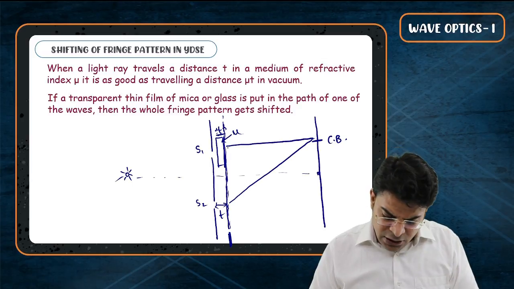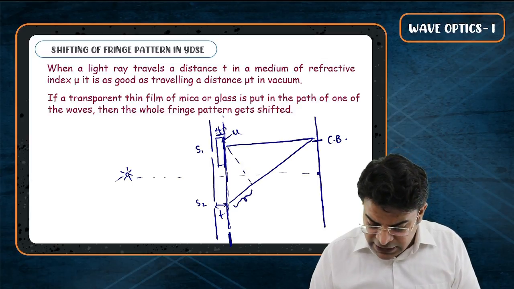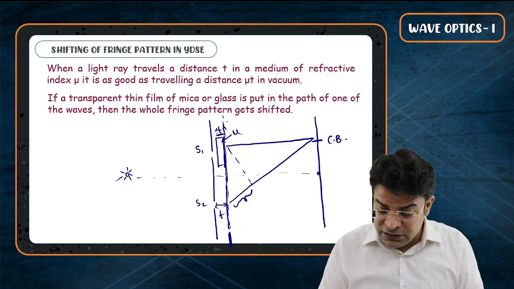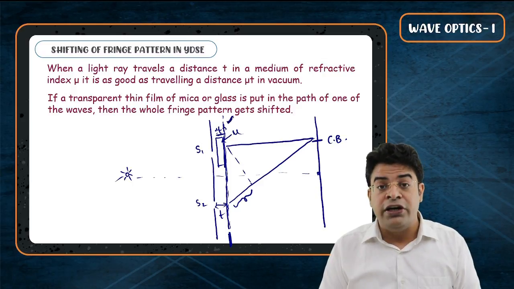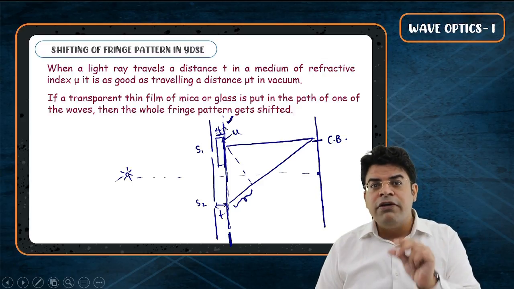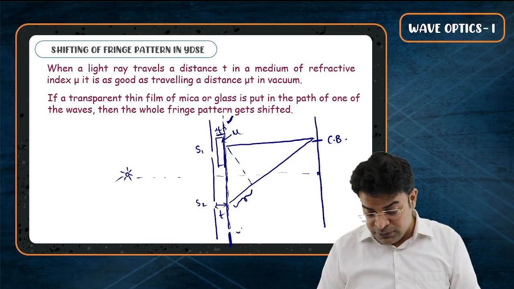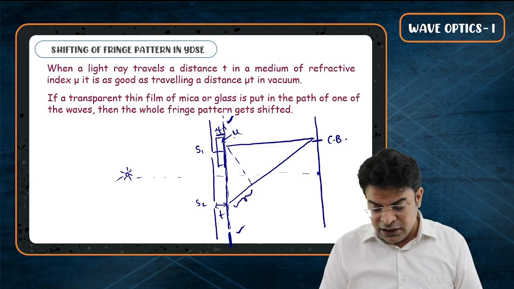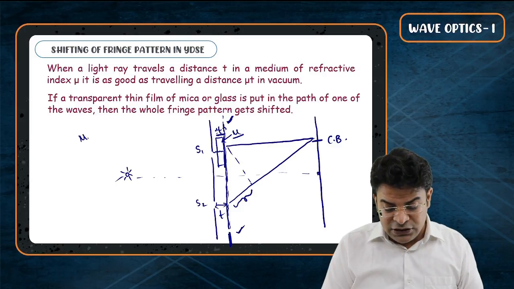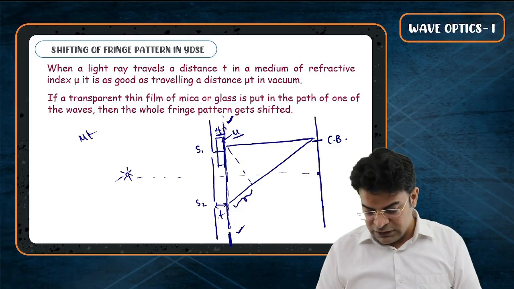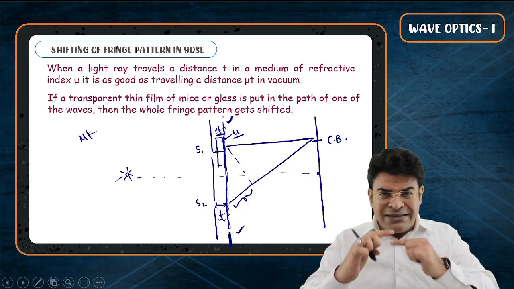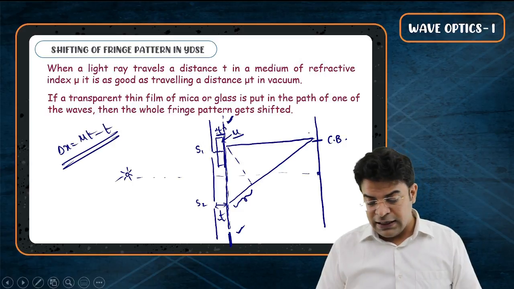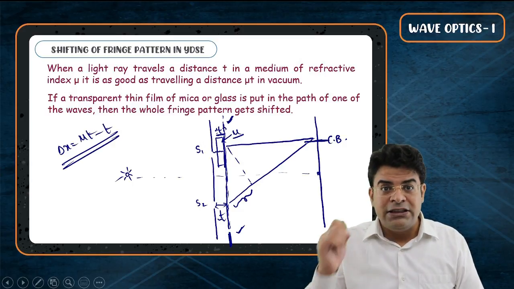How much extra? You will say that the wave coming out of the second slit will have to travel exactly more by the amount by which the wave coming out of slit 1 has already traveled more. How much more has the wave coming out of slit 1 traveled till this place? You will say, sir, the wave coming out of slit 1 travels a distance t in a medium of refractive index mu, so it is as good as traveling mu t. While the wave coming out of slit 2 travels a distance t. So the extra distance traveled by the wave coming out of slit 1 is mu t minus t. And that's why the central bright shifts upwards.